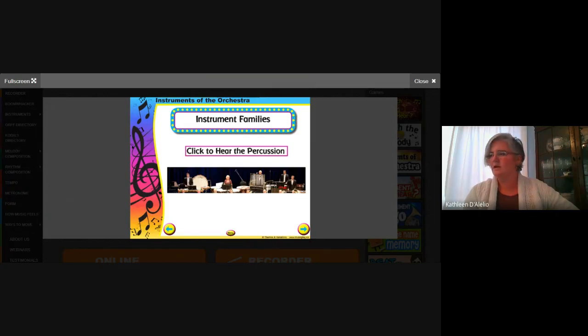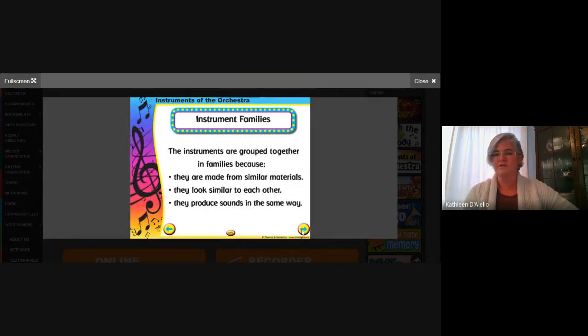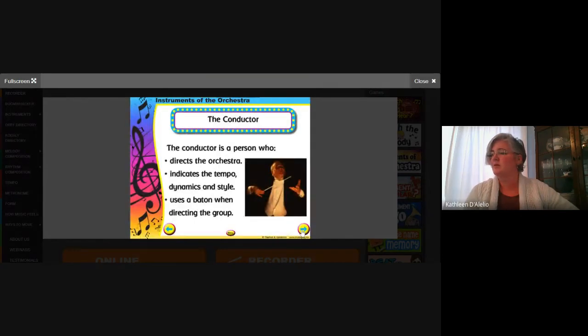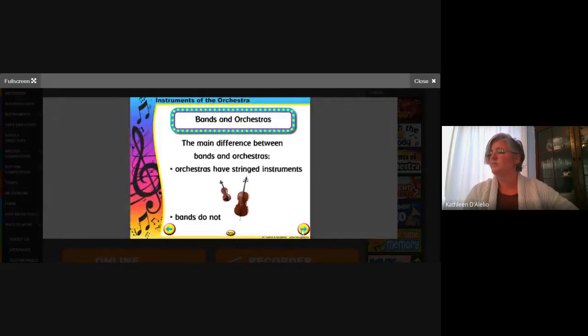Okay, so that's a great review of the 4 families. You can do these slides again anytime you want on Music Play Online. The instruments are grouped together in families because they are made from similar materials. They look similar and they make sounds in the same way. That's the most important part for me to remember. The conductor is the person standing in the front directing the orchestra. They are telling the orchestra the tempo, dynamics, and style, and they often use a baton when directing the group.